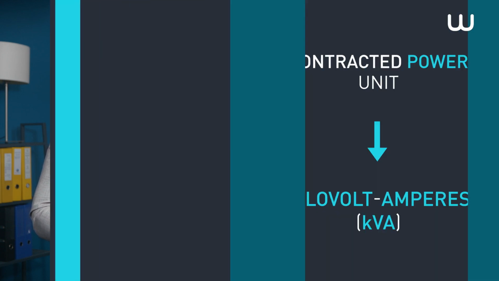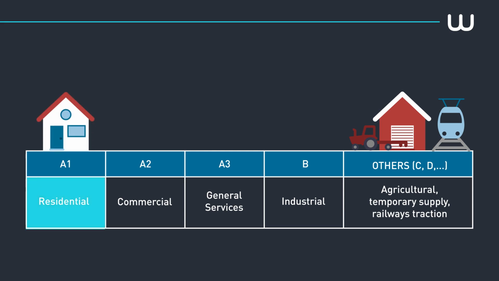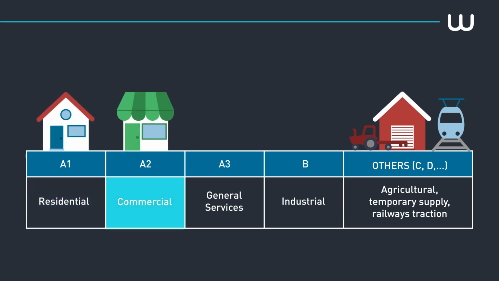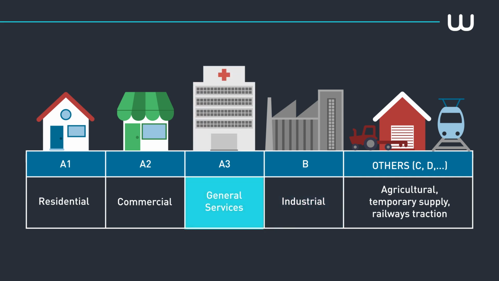The cost of the contract depends on the client's category. In Pakistan, there are different categories, so the contract may be considered residential, commercial, or industrial. Since 2018, water utilities in Pakistan are billed in category A3, General Services, whereas before they were included in tariff B, Industrial.